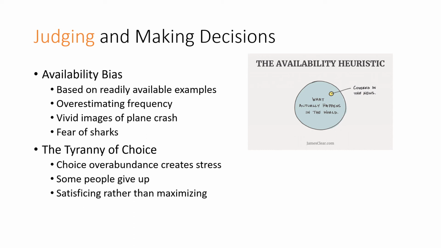Tyranny of choice is another bias that impacts on our decision making, and that's simply that if there are too many choices, some people are just going to give up on making decisions at all.